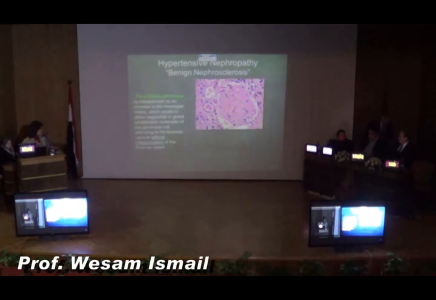The second type is what we call solidified glomerulus. Now with a solidified glomerulus, you get the same result. Again, it's a globally sclerosed glomerulus. However, within this context, you get an increase in the mesangial matrix.